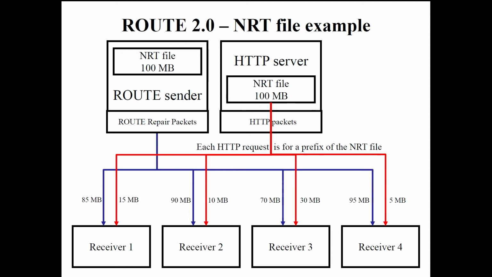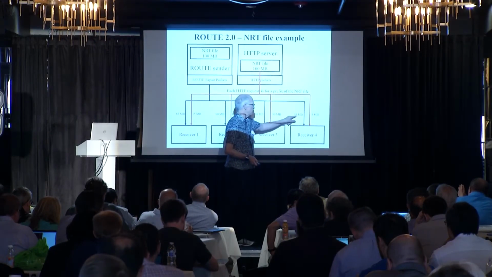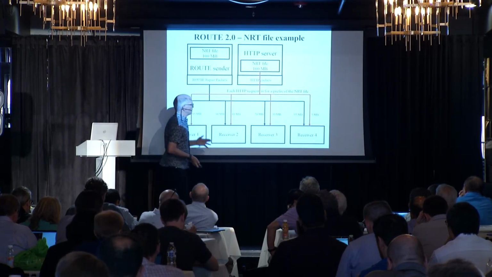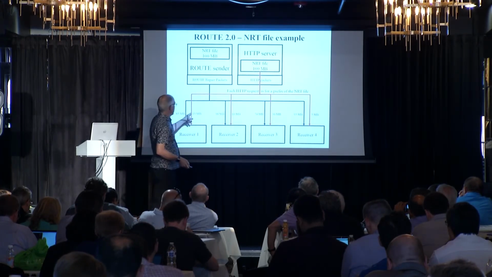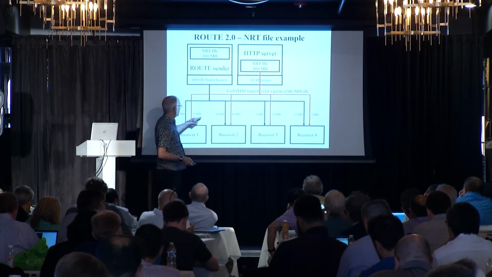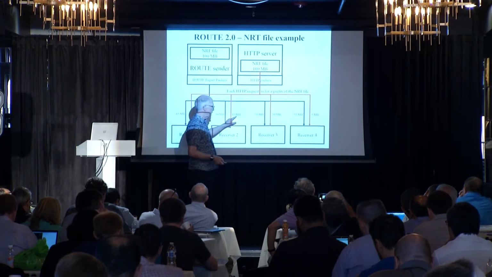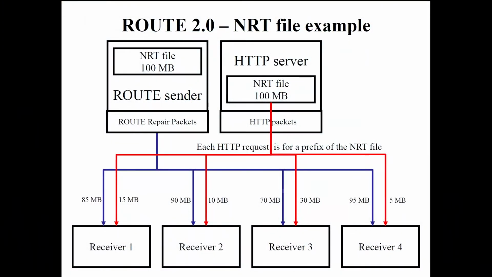And this guy got 90, he can request 10. This guy received 70, he requests 30, and so on. But the nice thing is that since they only received repair, none of the source, if they ask for a prefix of this NRT file, this guy a prefix of 15 megabytes, this guy a prefix of 10, this one 30 and 5, that's all they need to recover the file. So actually all the requests start from the beginning of the file and are some prefix of it, so it has really nice caching and delivery characteristics.